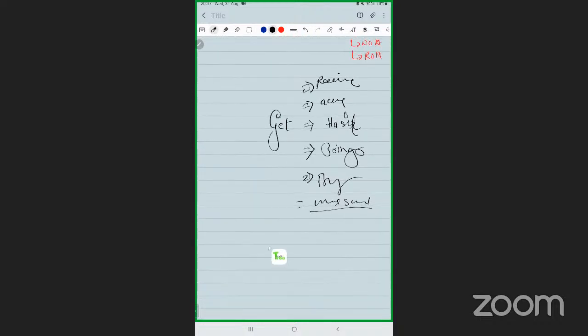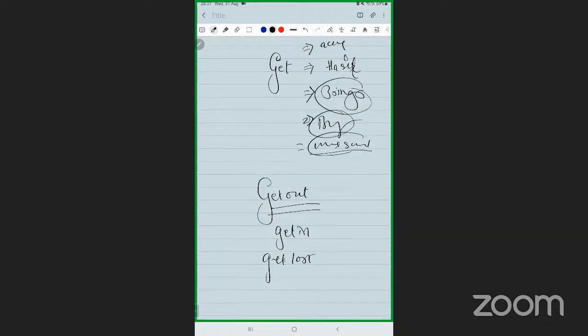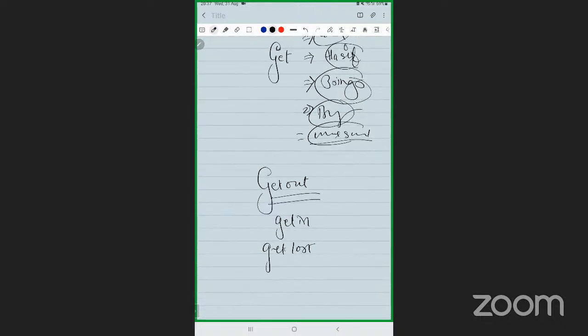Now see, get out. What is the meaning of this get out? Exit. Get in, get lost. See, where is the meaning of understanding, buying, purchasing or bringing, acquiring, receiving? Where is this meaning? Can you see this meaning here? Where have all these meanings gone?